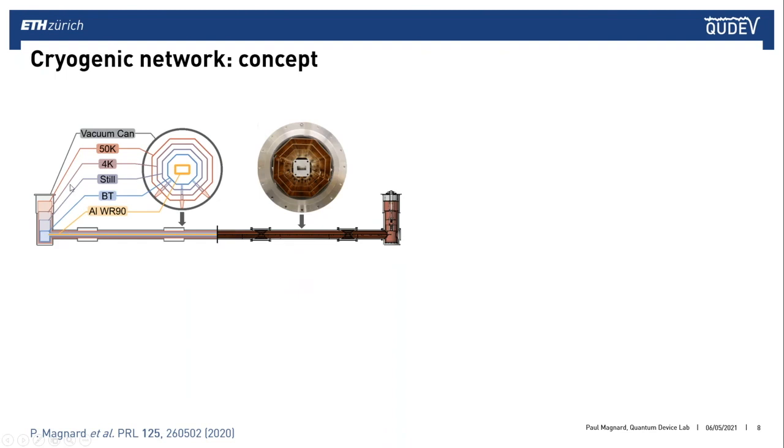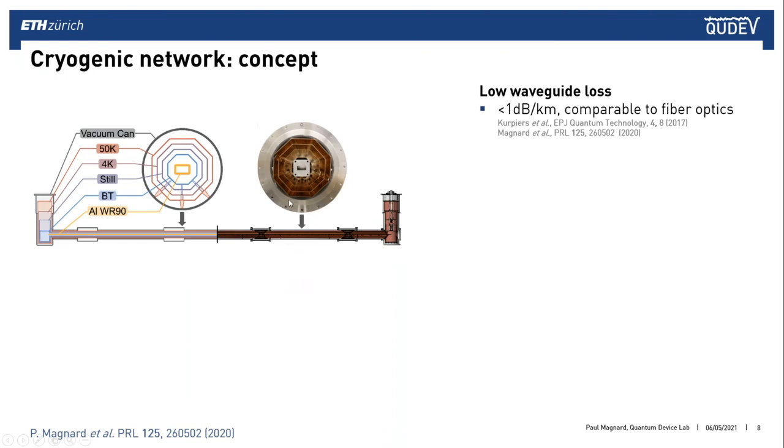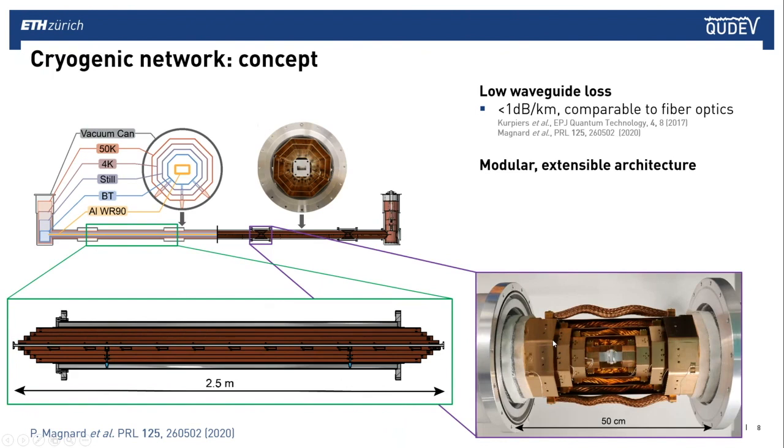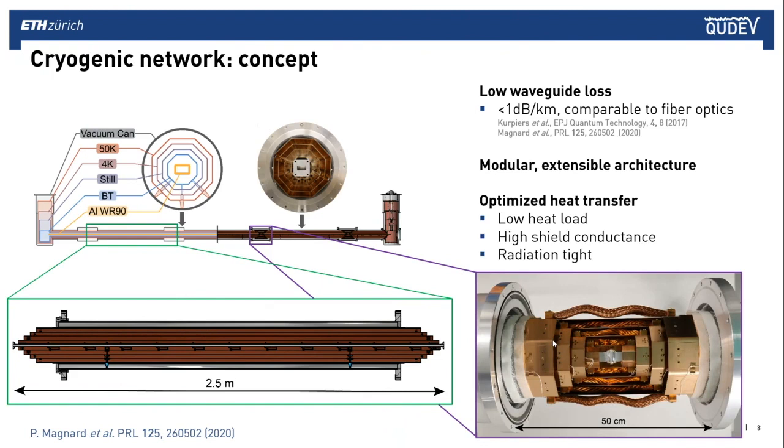The base temperature shield hosts an aluminum rectangular waveguide here in yellow, which exhibits loss rates below 1 dB per kilometer. That's comparable to fiber optics. And we use it as a quantum link for microwave photons. The link consists of modules, which you see here, and can be connected in series with copper braids, as indicated in these two pictures, to bridge larger distances, so it's extensible. And also, we took particular care in the design to minimize heat loads, maximize the thermal conductance of the shields, and to be radiation tight, to keep cold temperature over tens of meters distances.